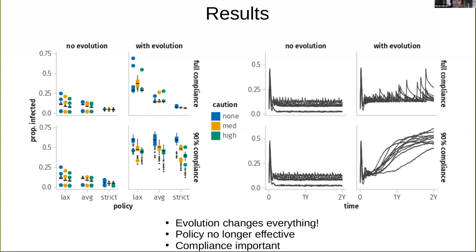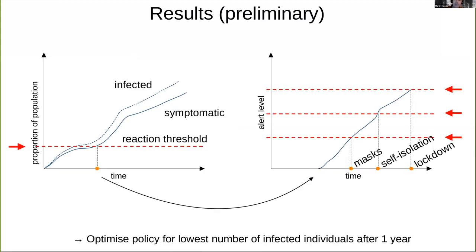So those are the basic results. The next thing we tried, but that's a bit preliminary at this point, is to check what happens if we try to find the optimal policy for a given scenario. So what we did is we took the same simulation and then used an evolutionary algorithm to find the policy parameters with the lowest level of infected individuals after 1 year of simulation time.